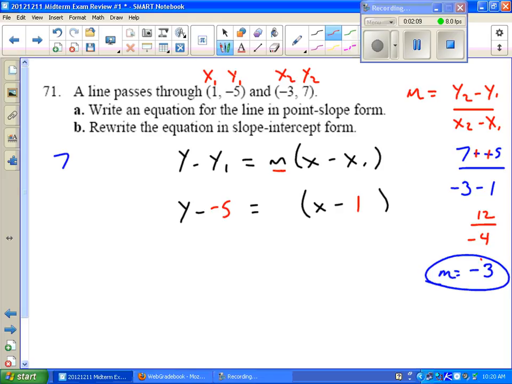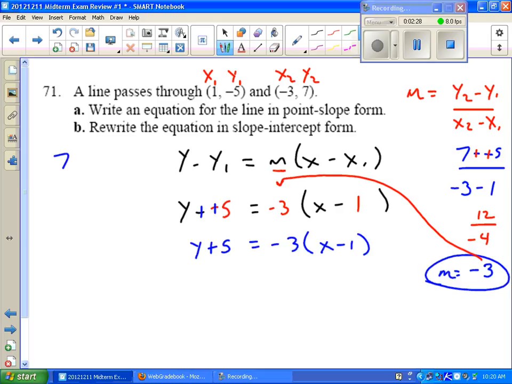So right there, we'll plug that -3 value in. The only change we have to make to y minus a -5 equals -3 times x minus 1 is to get rid of minus a negative. That means plus. So y plus 5 equals -3 times x minus 1. And this is our first part, A. It tells us to write it in point slope form.